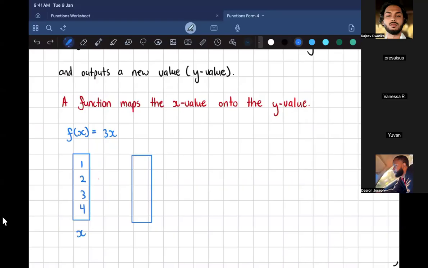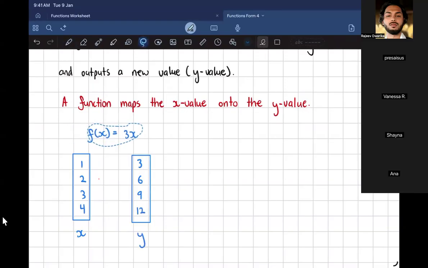So if I put 1 into the function, I'm going to get 3. Or if I put 2 into the function, I'm going to get 6. If I put 3 into the function, I'm going to get 9. If I put 4 into the function, I'm going to get 12. So I hope everybody could understand that f of x, the function, is taking you from x to y. So you would say f of x maps x onto y. That is what our regular functions do.